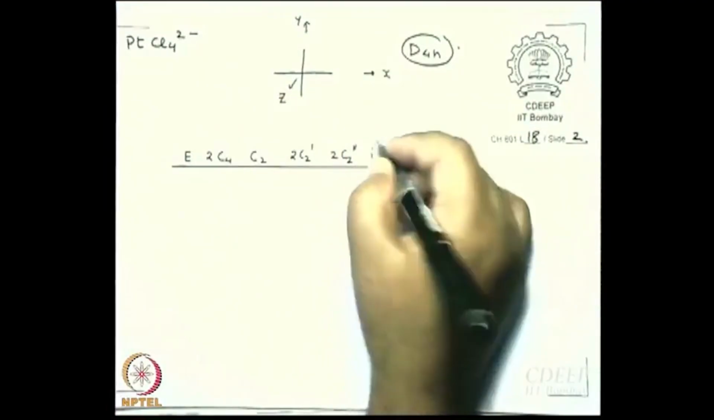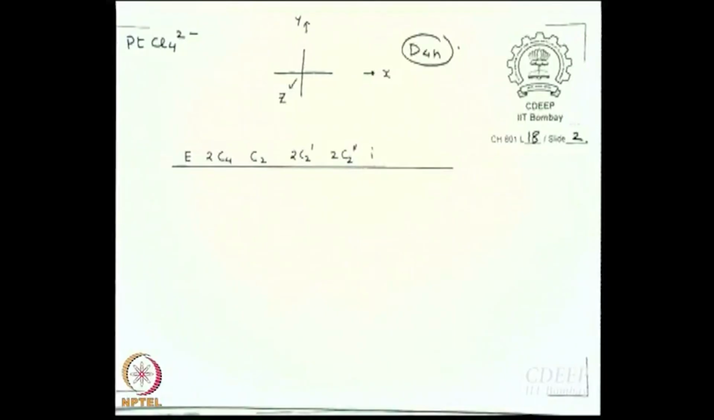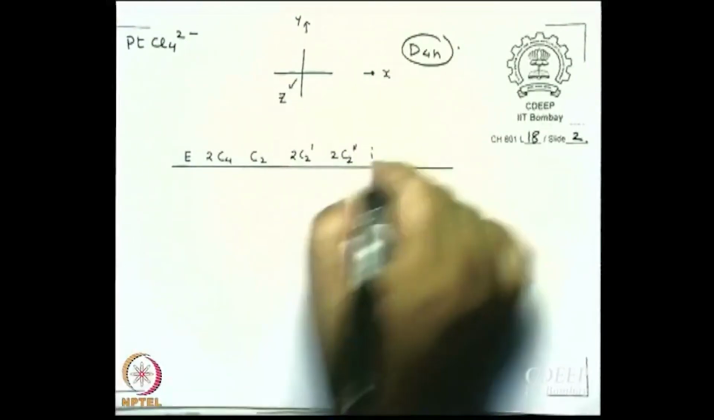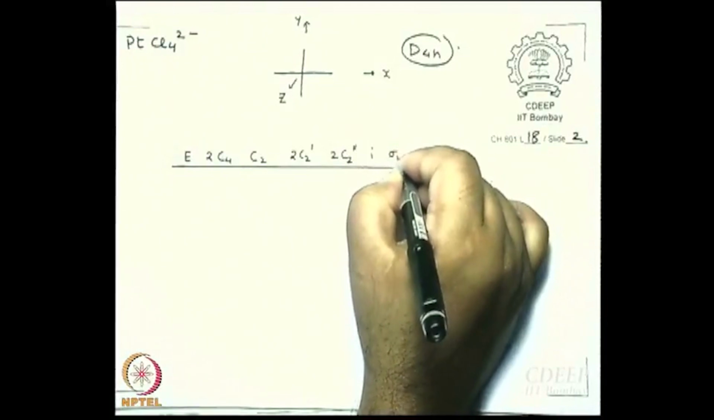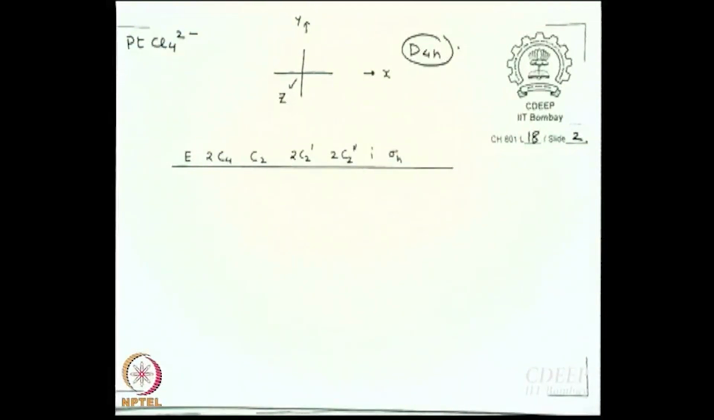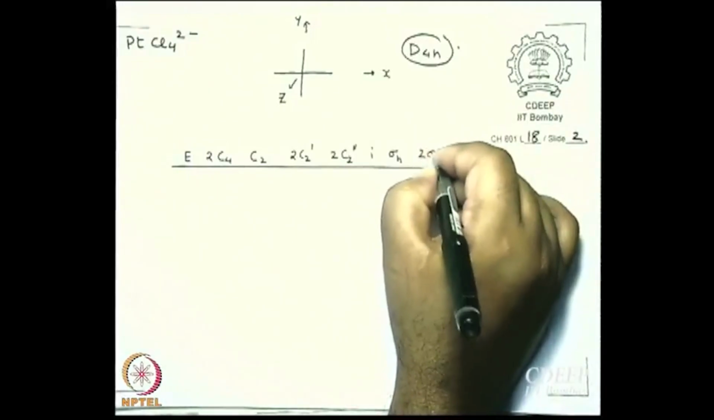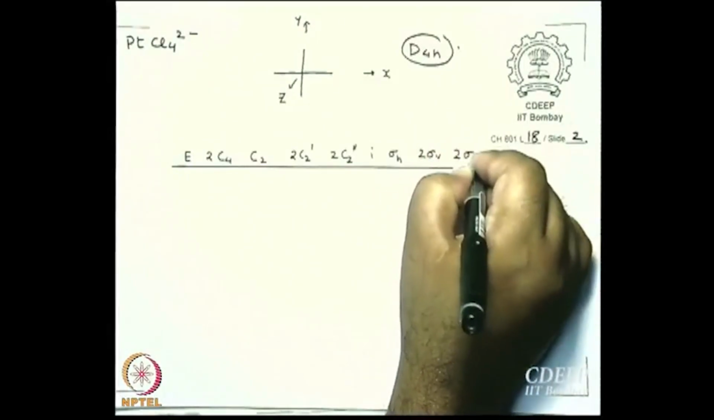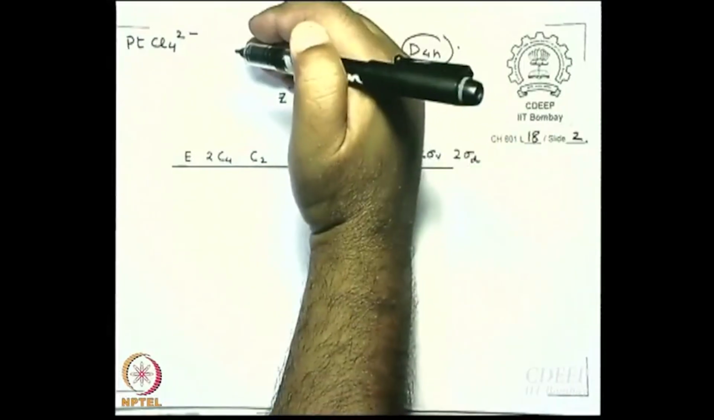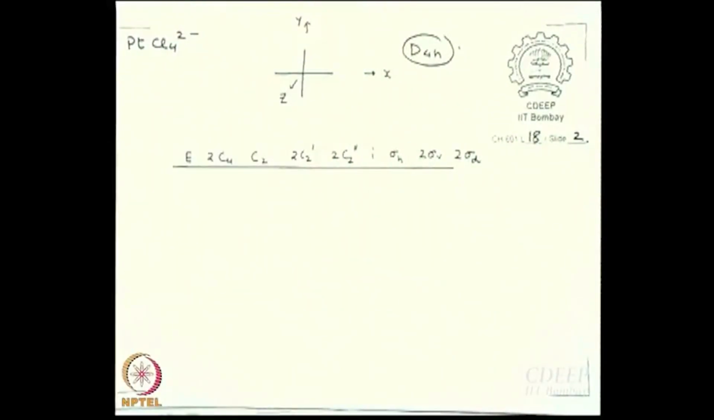Before going to sigma, is there a point of inversion? Yes. And then I think everybody can see the horizontal plane, right? XY plane is the horizontal plane. It is sigma h. And what else is there? So here we differentiate between sigma v's and sigma d's. These are the sigma v's, these are the sigma d's. The ones that go through the bonds are called sigma v, ones that go between the bonds are called sigma d.